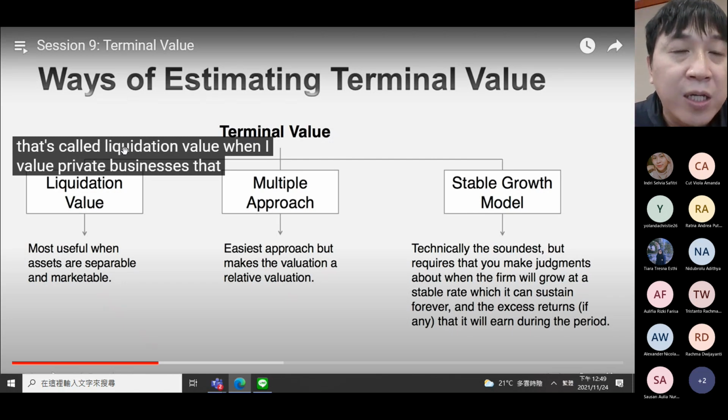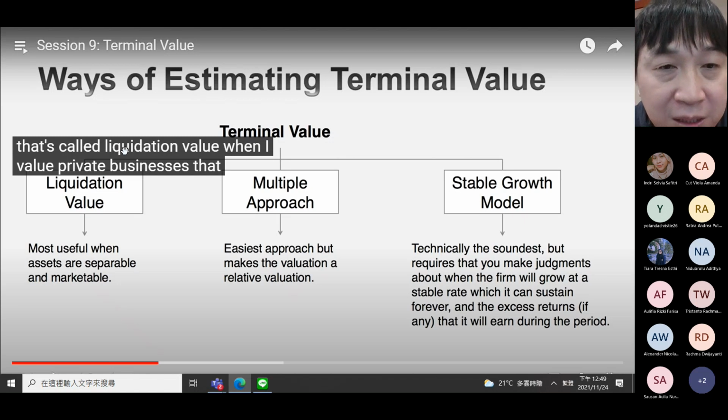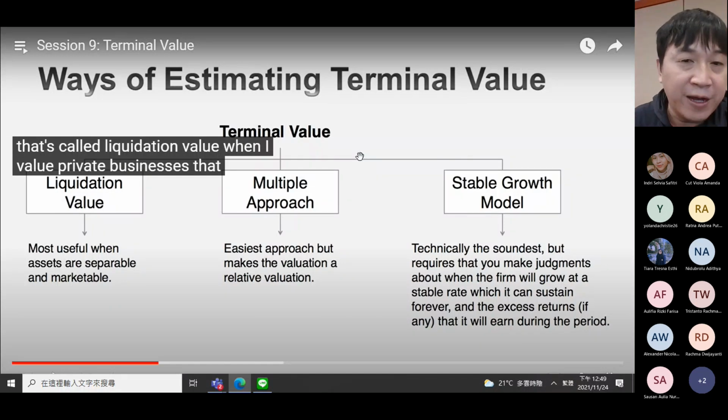The last approach is quite similar to the cash flow model, or the intrinsic value model. So it applies the three approaches in valuing assets and to the terminal value. Here also there are three kinds of approaches to value the terminal value.